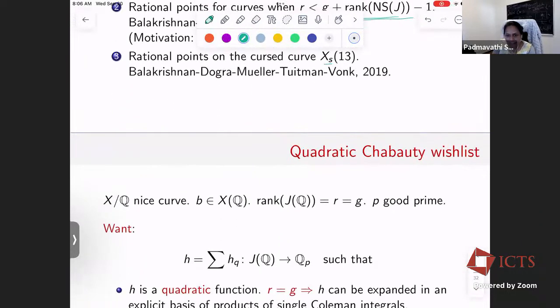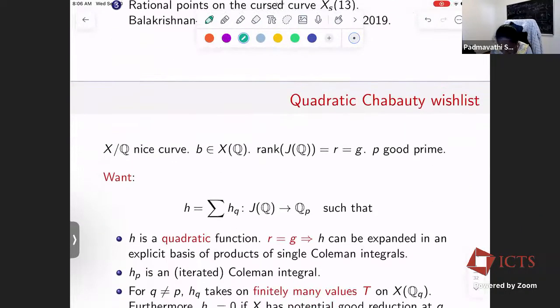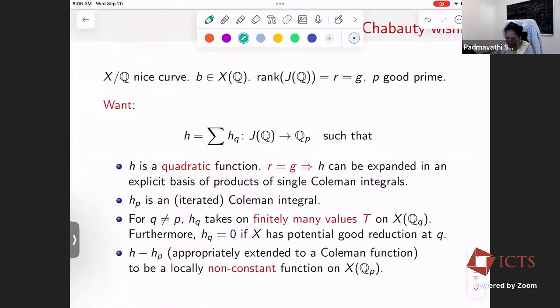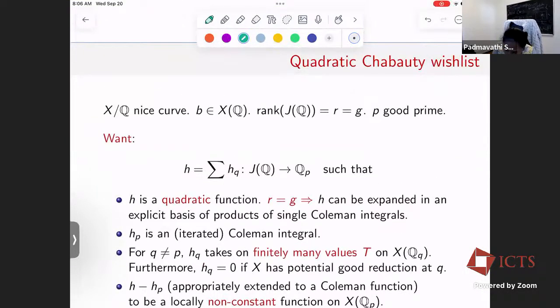So let me give a brief outline of this method. I'm sure you've heard this before, but just to set up the framework once again, I don't know if I can hide this.